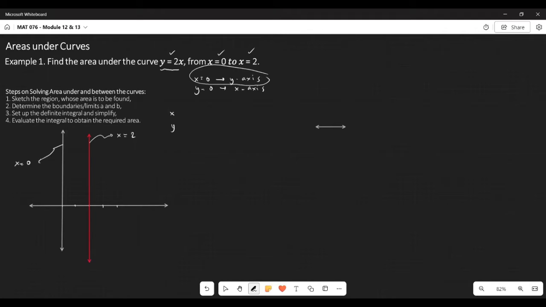Assuming that x is equal to 0, or let's set up x is equal to 0. So just put 2 times 0 here, so 0 is our y. If x is equal to 1, our y is 2. And when our x is equal to 2, our y is equal to 4.